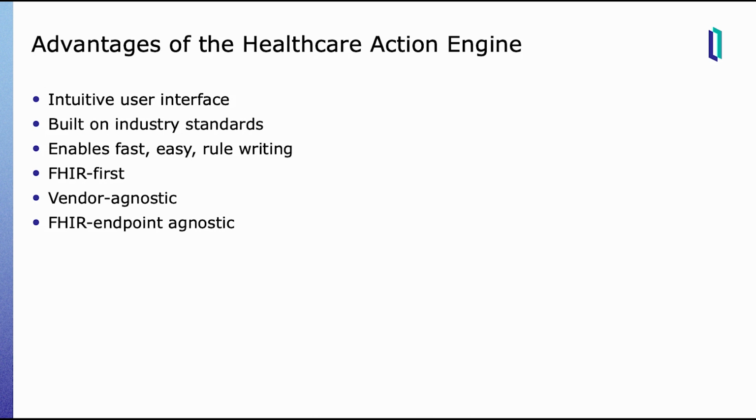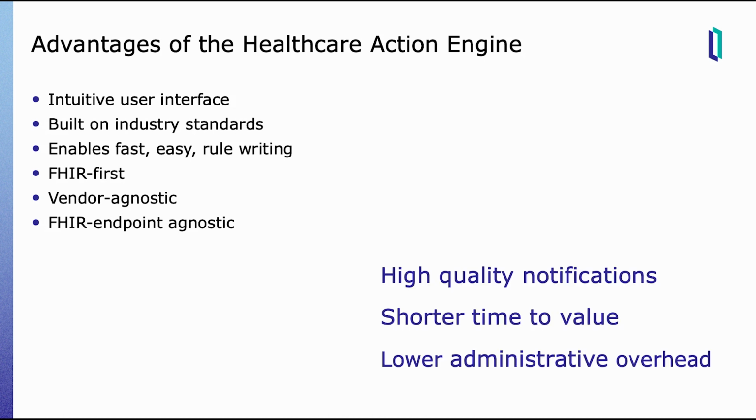It's a FHIR-first solution, it is vendor agnostic, and it's also FHIR endpoint agnostic. So whether you're using InterSystems FHIR server, or Epic's FHIR server, or your FHIR server is on one of the other cloud providers, it still works with it. That's an important point in terms of offering this as a service-based architecture. All of these things help create higher quality notifications. You get a shorter time to value and lower administrative overhead.